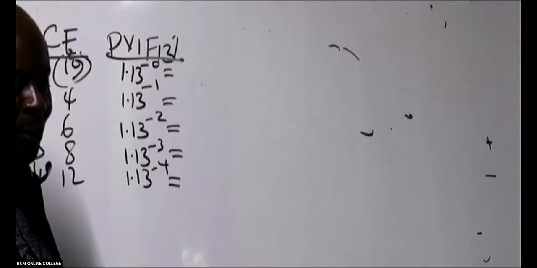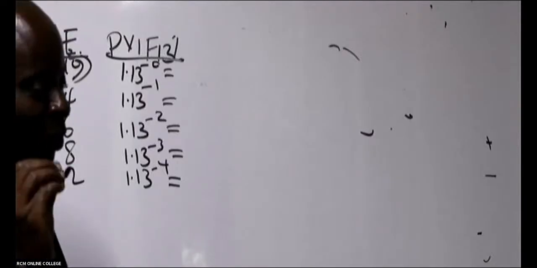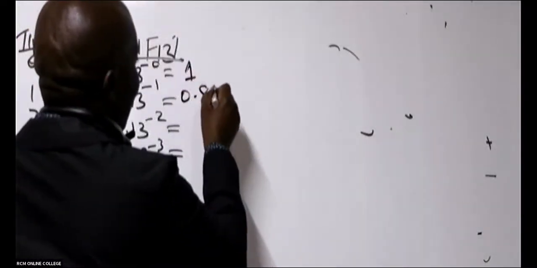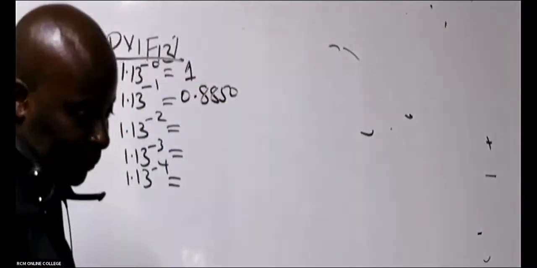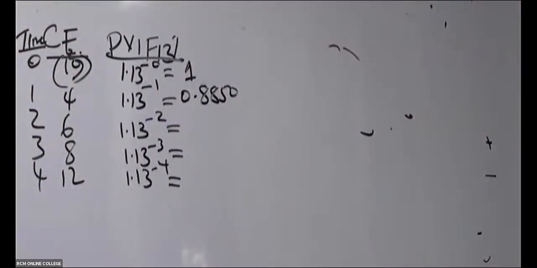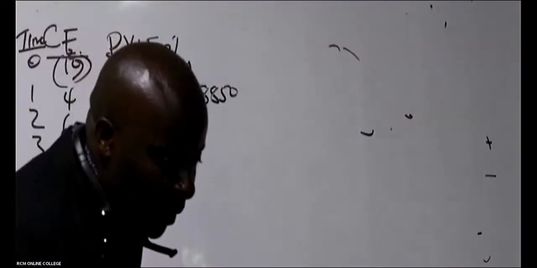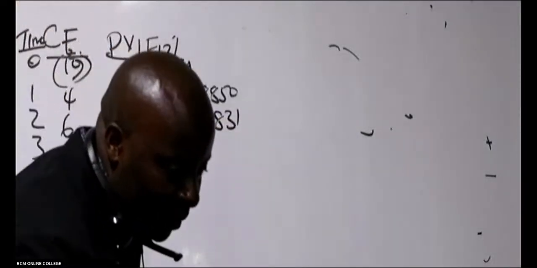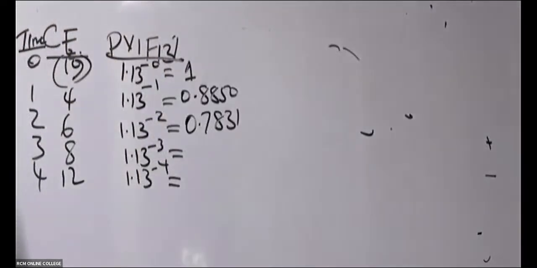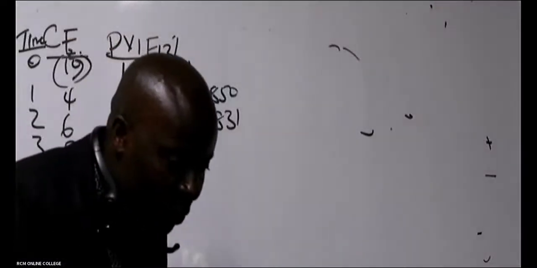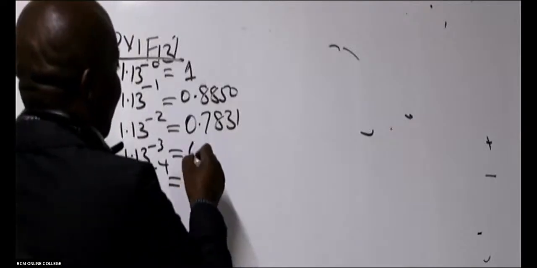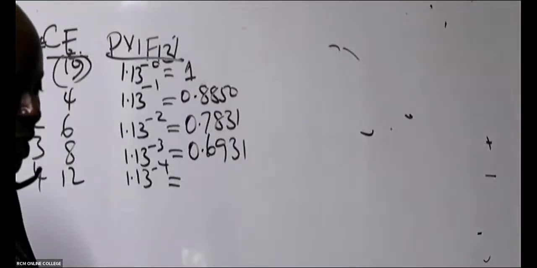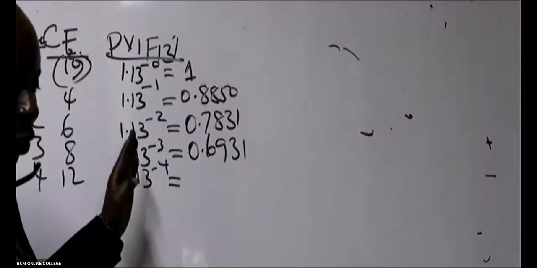Yeah, the table is always provided, but you're always better off knowing the formula. So we have the first one is 1.8850. Then 7831. Then 6931. Then the last one, it will be 1.13 raised to negative 4.